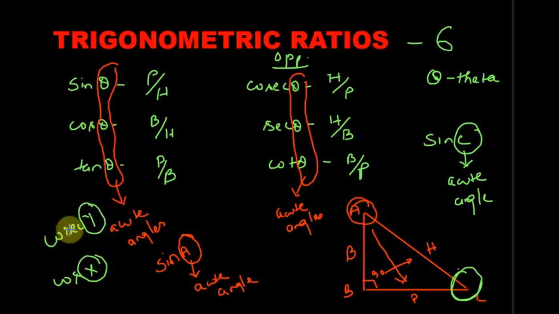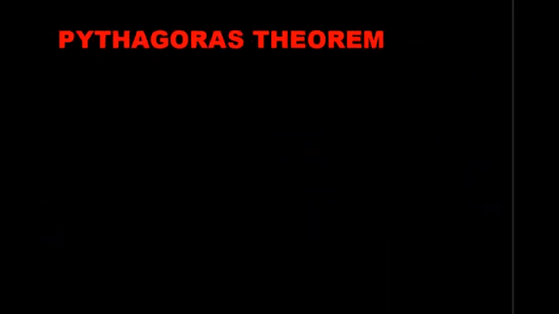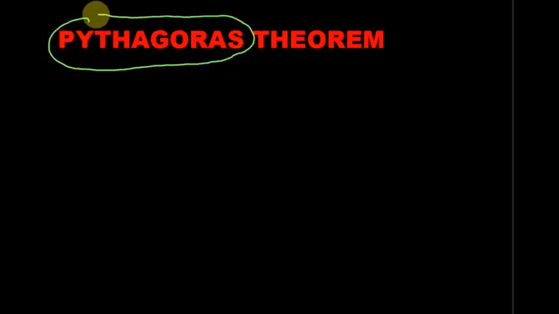Okay, simple. Now we'll learn one more topic that will be the last topic of our discussion, and that is also very important for us to solve questions related to trigonometric ratios. So the last topic is Pythagoras theorem. Pythagoras theorem was developed by the person Pythagoras. This Pythagoras is the name of a person.